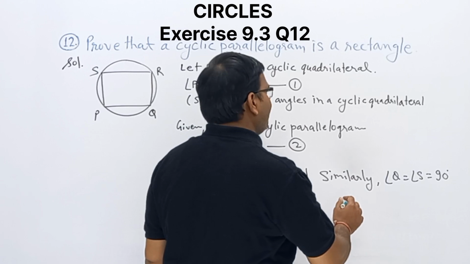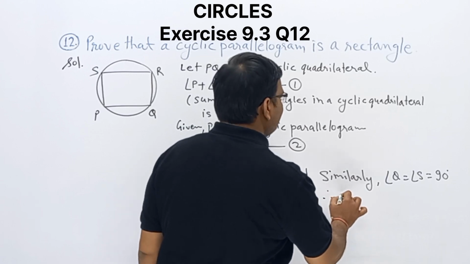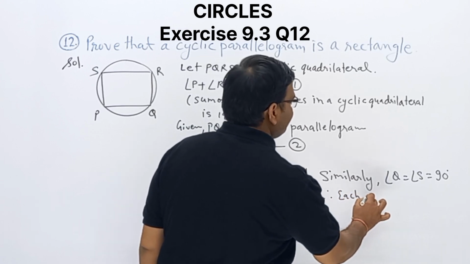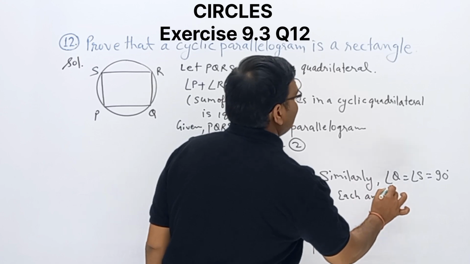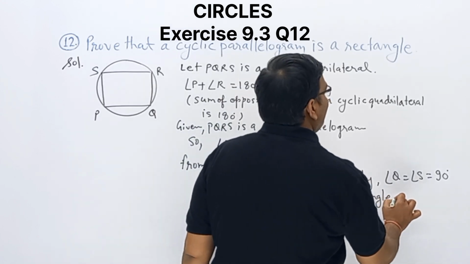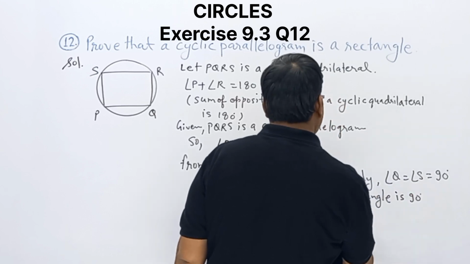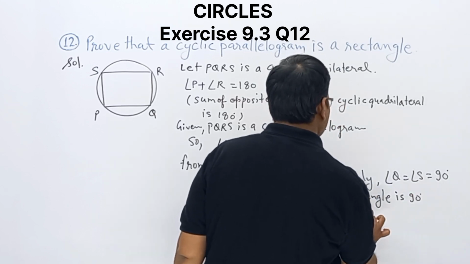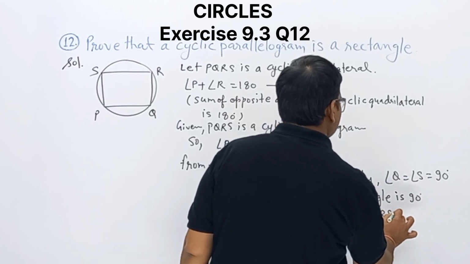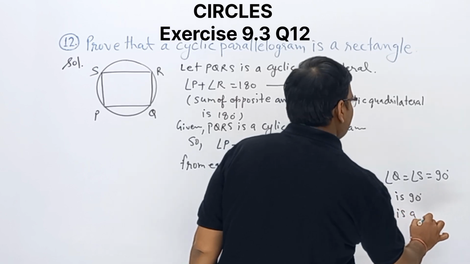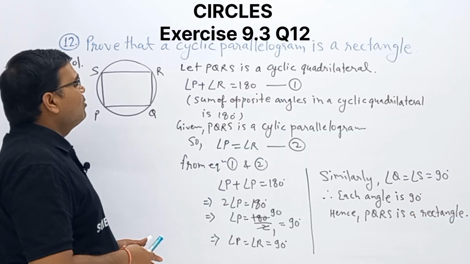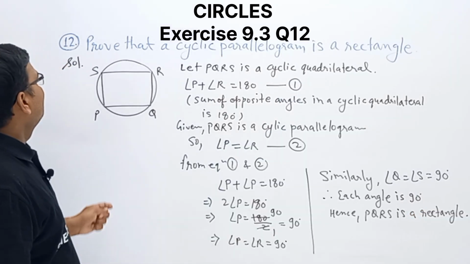Then we can say, since each angle is 90 degrees, hence PQRS is a rectangle.